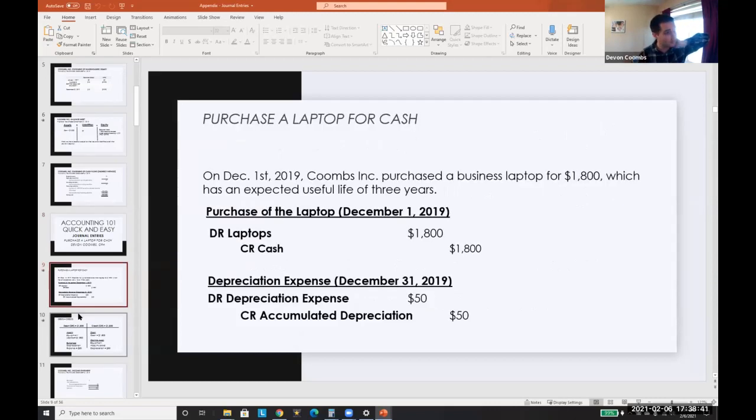Let's say I need a laptop. We're going to go into what depreciation is in a bit, but I want you to show the type of transactions. I buy a laptop for my business so I can do my consulting work. Laptops are what? They're an asset.